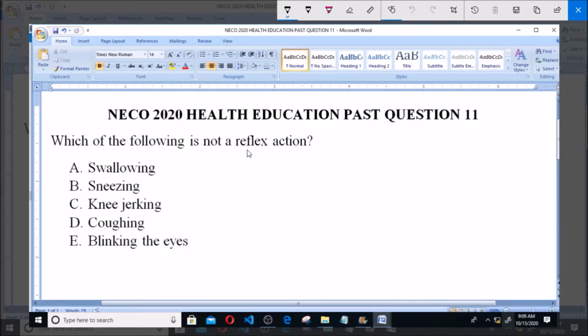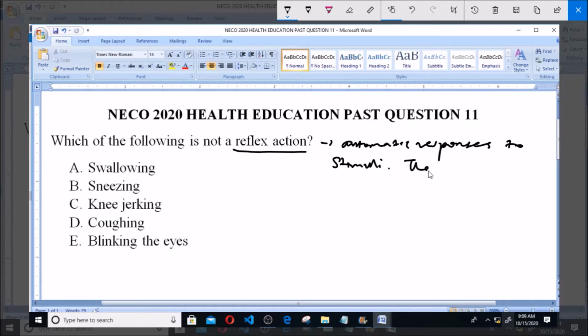Now, what is a reflex action? Reflex actions are automatic responses to stimuli. This word automatic simply means involuntary, that is, they are responses that are not controlled by our own selves. So they are automatic responses to stimuli.